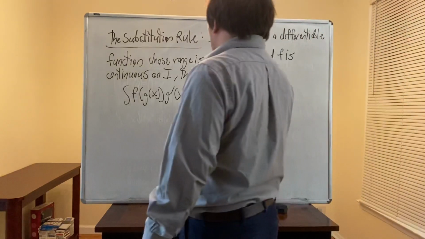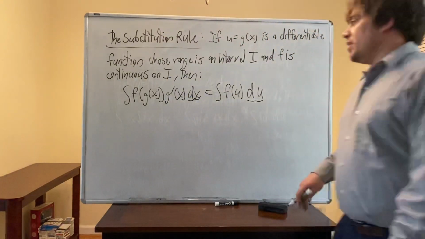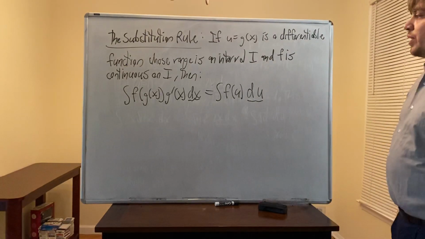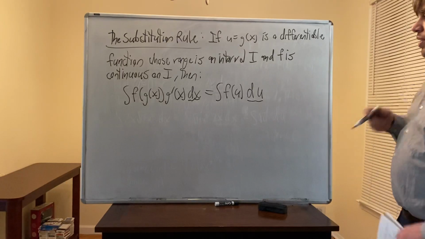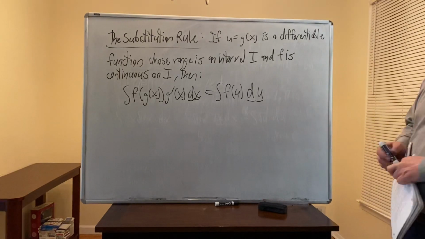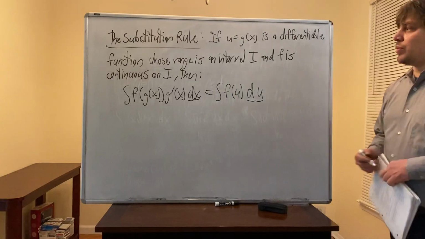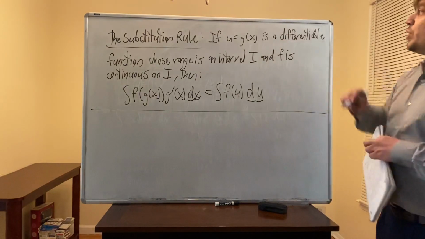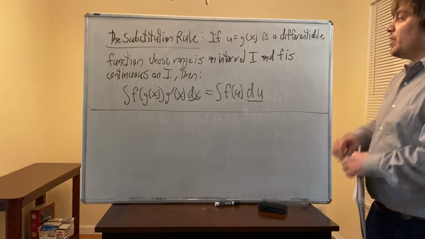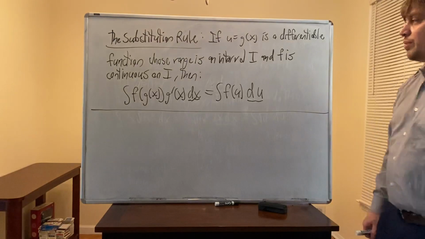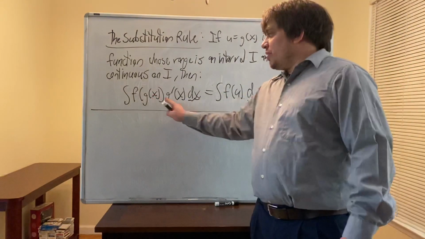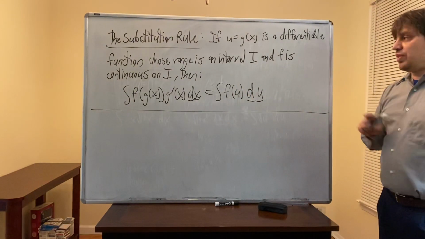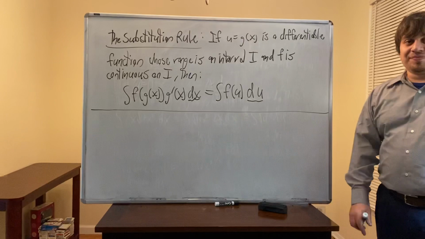Okay, and as a note, you can think of dx and du as differentials. So you can think of the two things I squiggly underlined as differentials. So the substitution rule, we're going to draw a line here. Above that line, the substitution rule: if u equals g of x is a differentiable function whose range is an interval I, and f is continuous on I, then the integral of f of g of x times g prime of x dx is equal to the integral of f of u du. And actually, that is what I used in the last example.